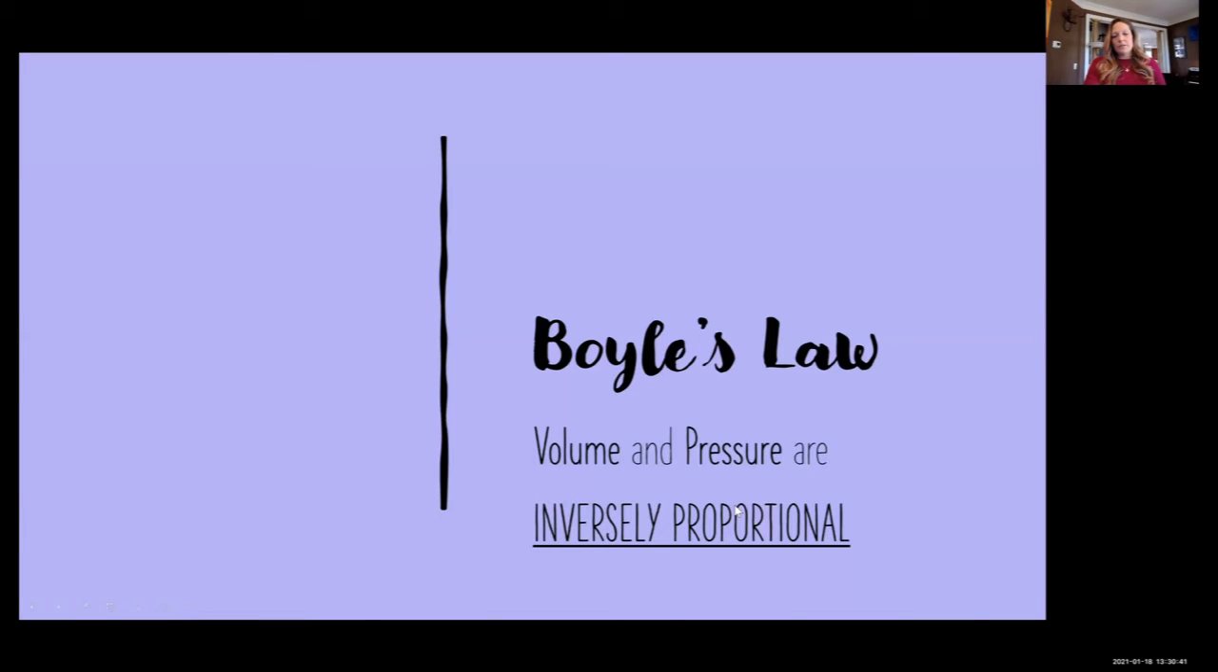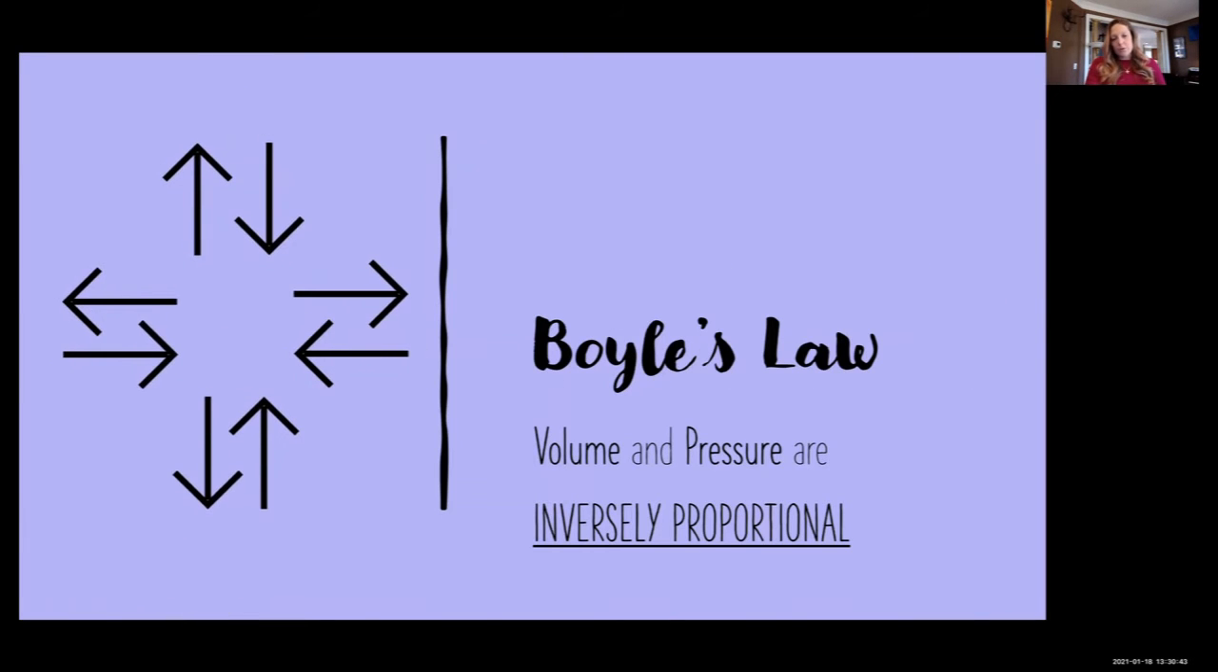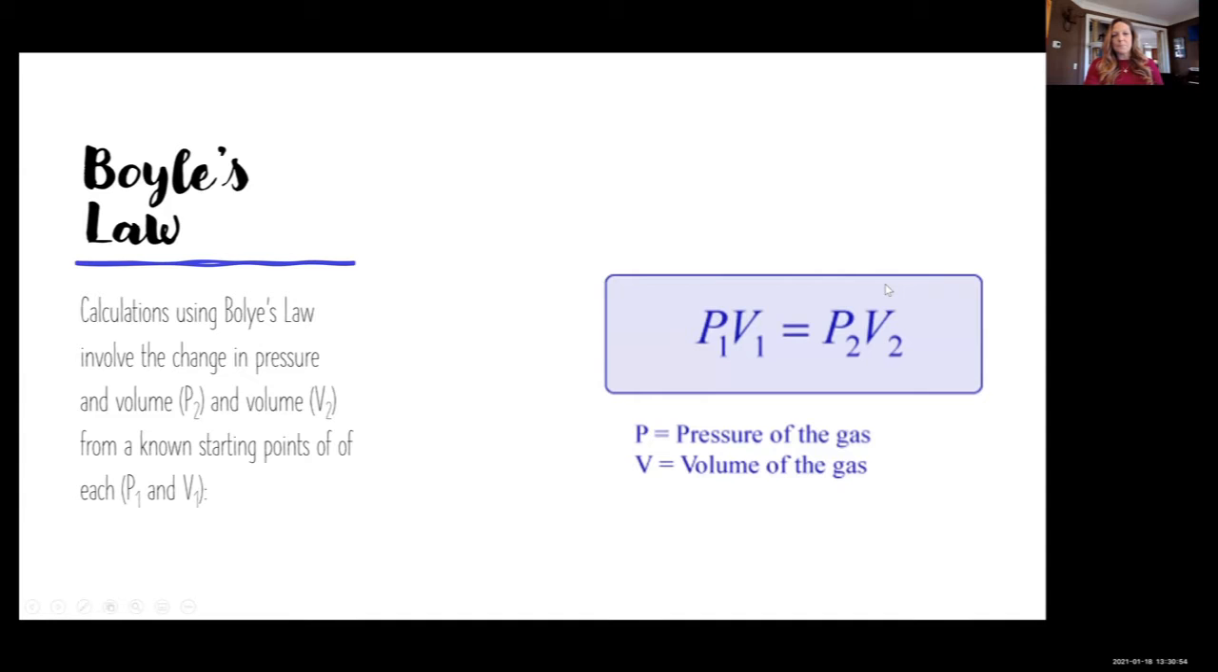So Boyle's law says that volume and pressure are inversely proportional. So unlike directly proportional, in inversely proportional, if one goes up, the other goes down. If one goes down, the other goes up. So your arrows would be pointing in opposite directions.